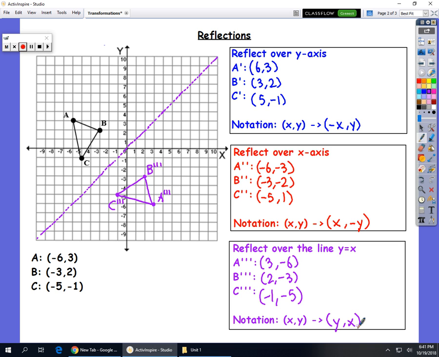So with reflection over the y-axis, x becomes negative. The x values become the opposite. For reflections over the x-axis, the y values become the opposite. X's don't change. But a reflection over the line y equals x, both the x and y values, they switch places. There are more reflections, but these are the three main ones you should care about.